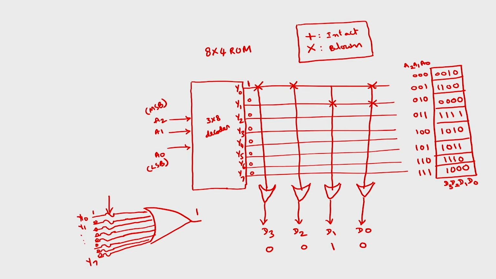Similarly, for the third address 0 1 0, I want 0 0 0 0. So all the connections have to be broken.